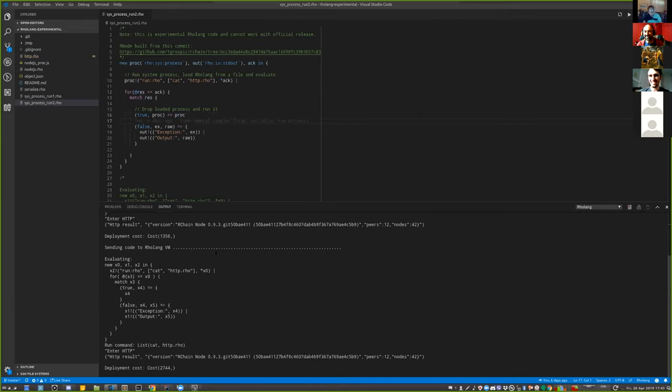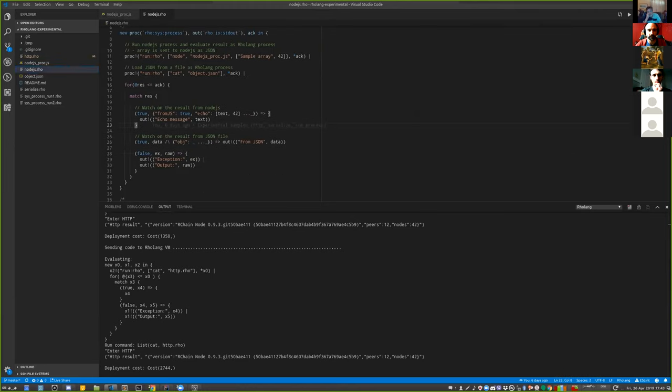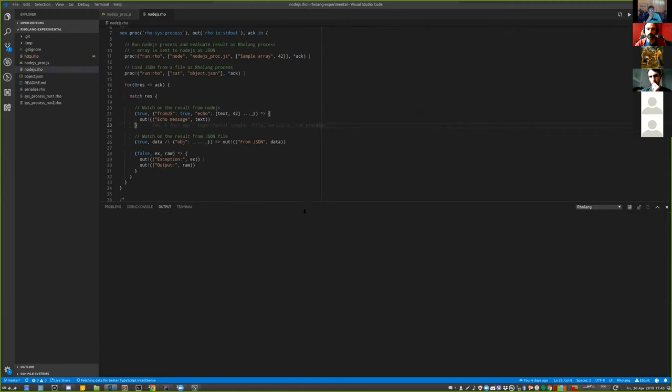That's pretty cool, man. So with this, you can do lots of different things. For example, I can execute a Node.js process. I'm receiving JSON, and JSON, as Greg said, can be directly encoded in Rolik. So I can use the Rolik parser to parse it, and I can use it inside my code.